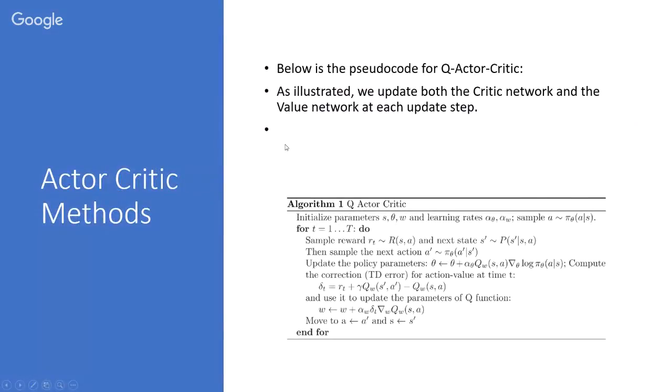Below is the pseudocode for the actor-critic. As illustrated, we update both the critic network and the policy network at each step. We initialize the parameters, then sample the action based on the policy probability, sample the next action, update the policy gradient, compute the correction TD or action value, and use it to update the parameters of the Q function. Then we move on.